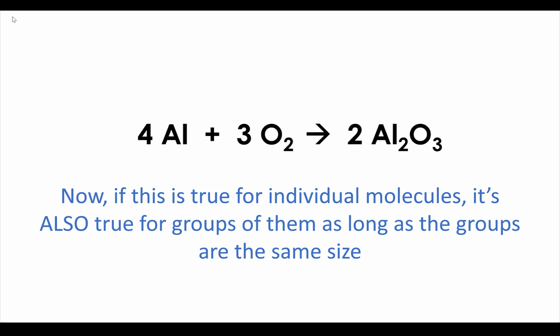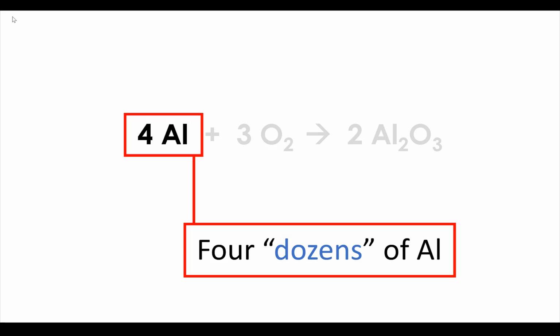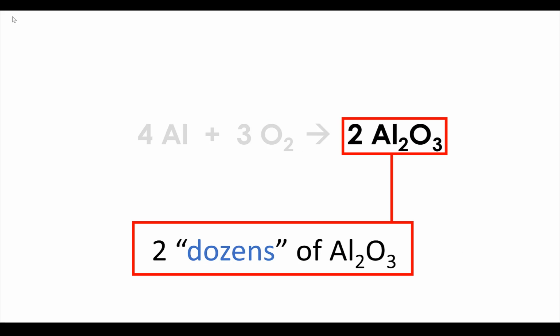Now, if this is true for individual molecules, it's also going to be true for groups of them, as long as the groups are the same size. This is what I mean. If I add 4 dozen aluminums and 3 dozen O2s, then I will get 2 dozen aluminum oxides.